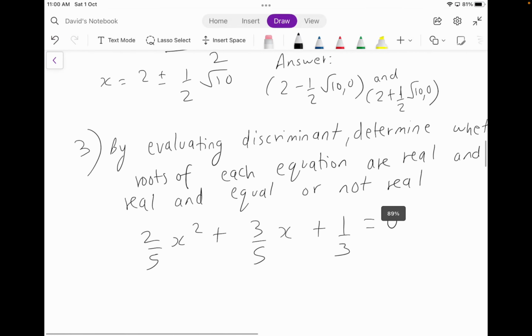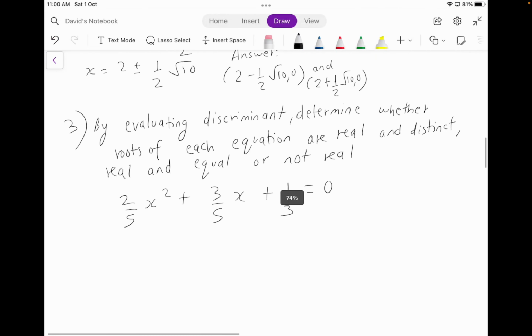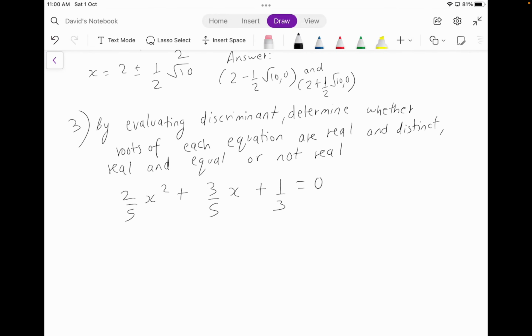Now the next question is more of a discriminant question. By evaluating the discriminant, determine whether the roots of each equation are real and distinct, real and equal, or not real. So I'm going to explain what the discriminant is in this question. The discriminant is just the part of the quadratic formula that is under the square root sign.